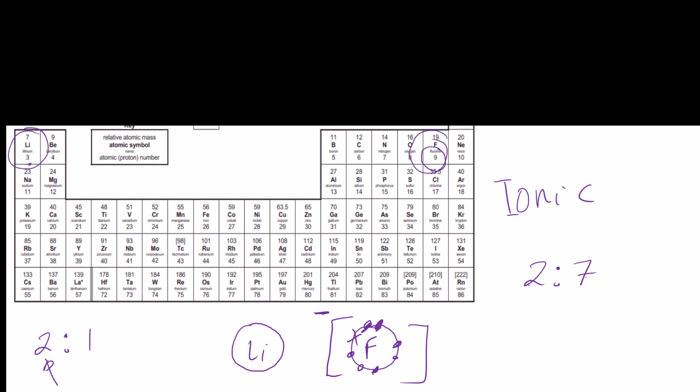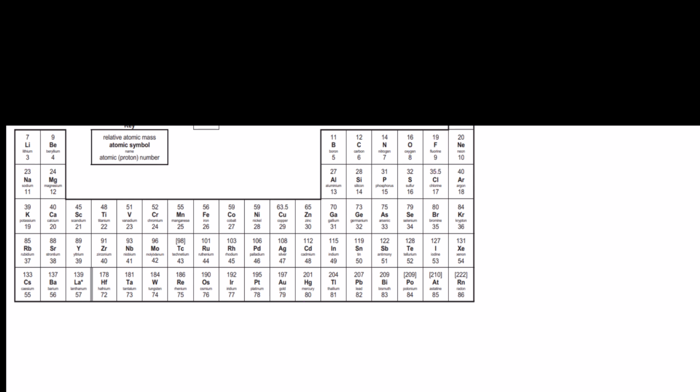This is an ion. Now lithium has lost an electron, which means it's got more positives than negatives, so it's going to have a plus there. Because this is a plus and this is a minus, these two will form an ionic compound called lithium fluoride. All right, that's something I wanted you to know before we try a couple of questions.